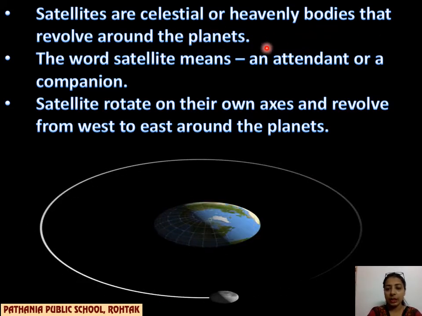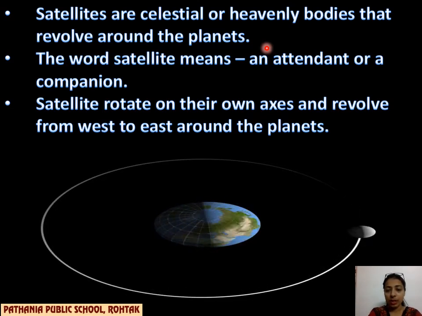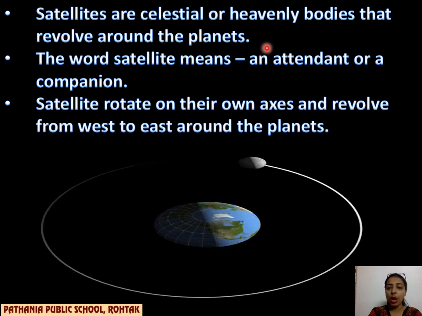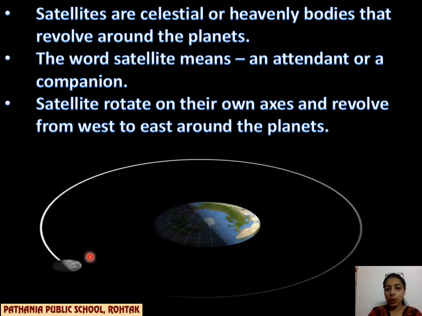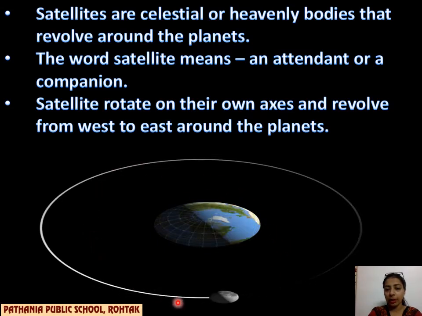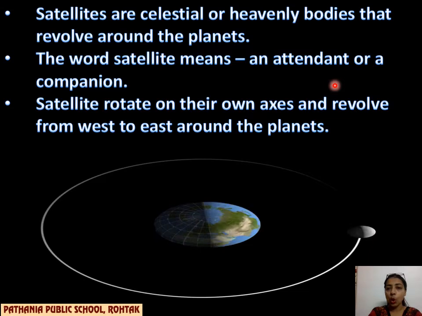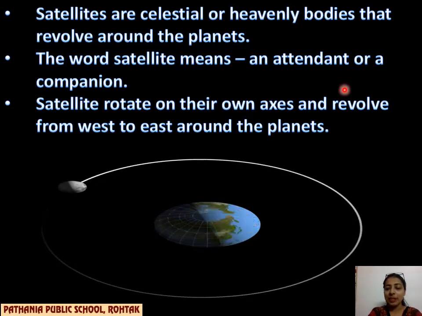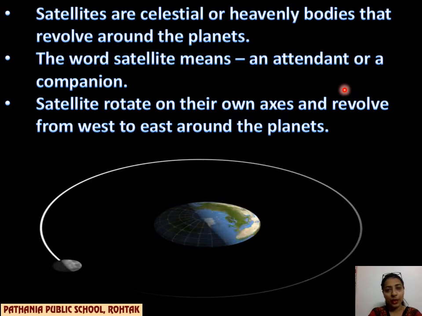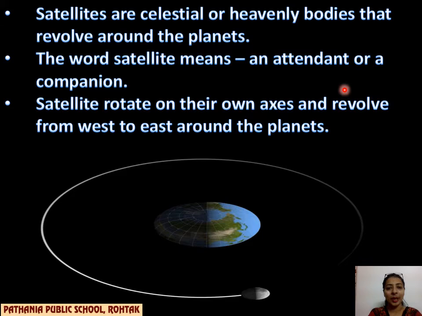So, what are these satellites? Such bodies, where? Celestial bodies, that is, those bodies that are revolving around the planet. See, this is the planet Earth and one satellite is revolving around it. The word satellite means an attendant or a companion. What does this mean? Satellite means companion. Companion means your friend who always stays with you, stays near you.